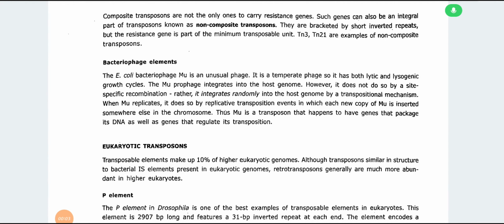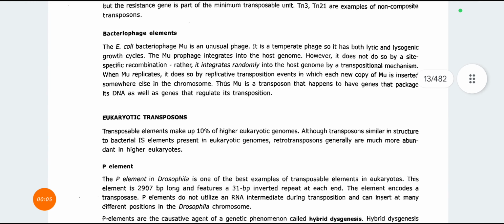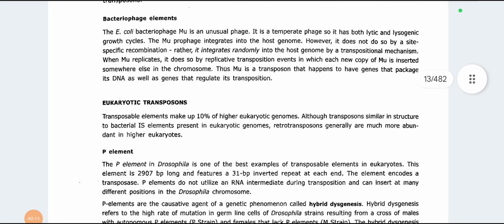So bacteriophage elements, these bacteriophage elements, they are what? They are Mu elements, which is an unusual phage which integrates into the host genome by the method of transposition, not by site-specific recombination. Okay, it has the genes for transposition also, for the packaging also.